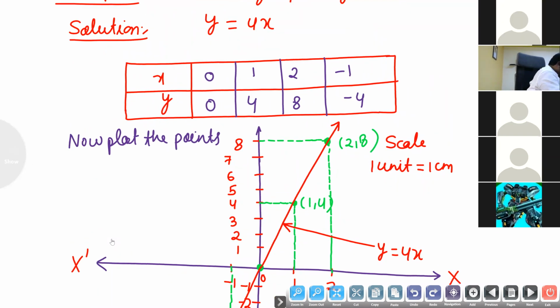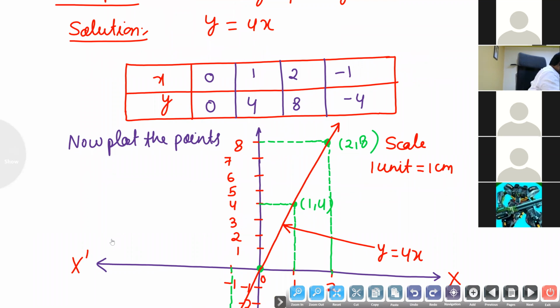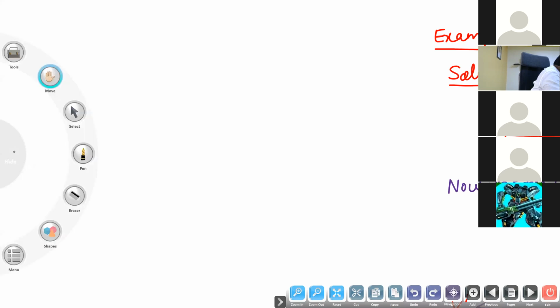When I substitute 0 in the place of x, then y has come 0. In the place of x, I have substituted 1, then 4 into 1, 4 has come. If I take the value of x as 2, then 4 into 2, 8 has come. Next, if the value of x is -1, then the answer has come -4.